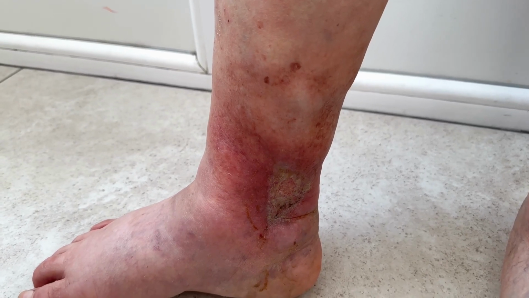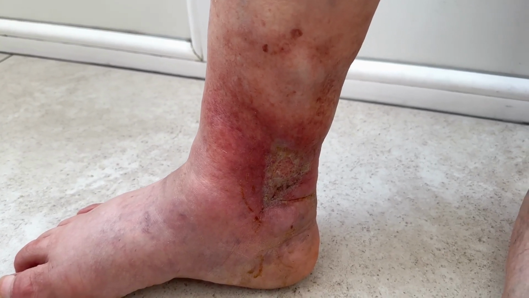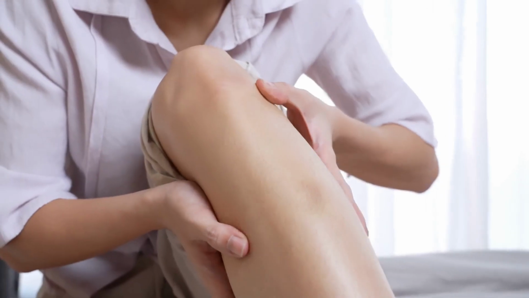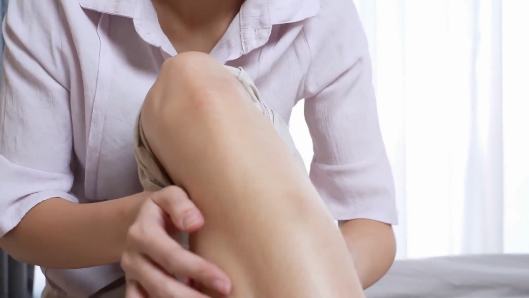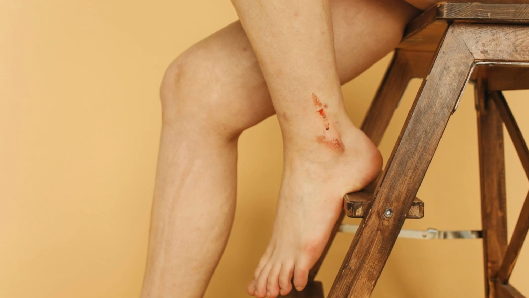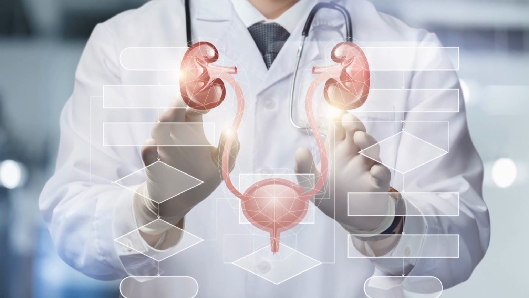Question number 14. A patient is experiencing ankle swelling. What additional symptom would indicate a cardiac cause? Your options are A. Leg pain with activity, B. Shortness of breath, C. Warmth and redness of the ankle, or D. Increased urine output.